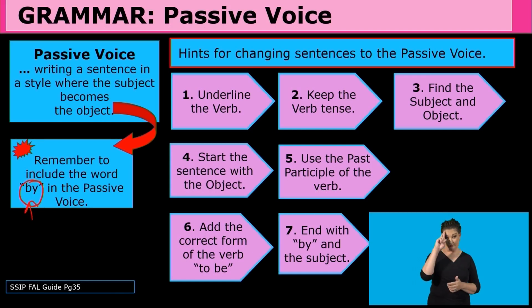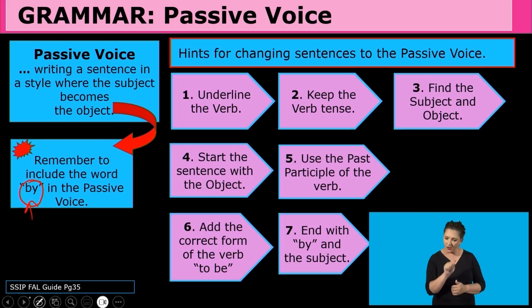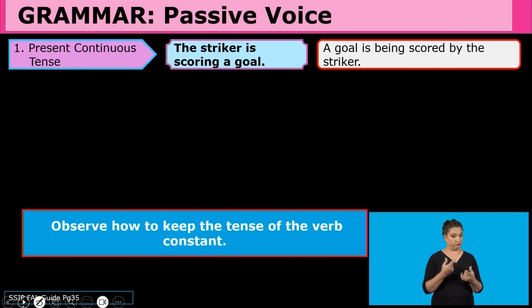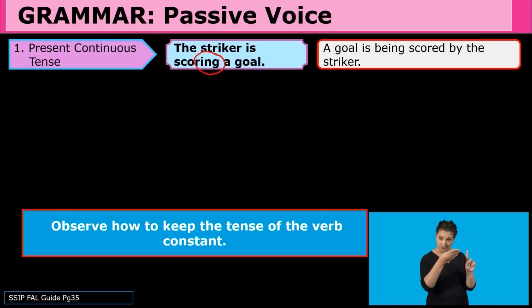So remember, once we have our hints, we're going to apply our hints to our sentence now. So, in the present continuous tense, the striker is scoring a goal, all right? Now we're changing it. The goal is being scored by the striker. I want you to take note. Can you see you have an ing ending there? Now, see how the ing ending is being maintained when we're changing it into the passive voice, all right? The goal, remember, that was our object.